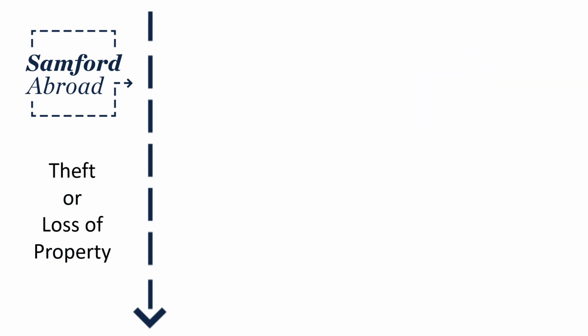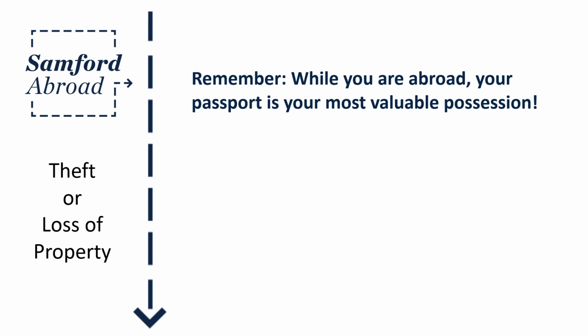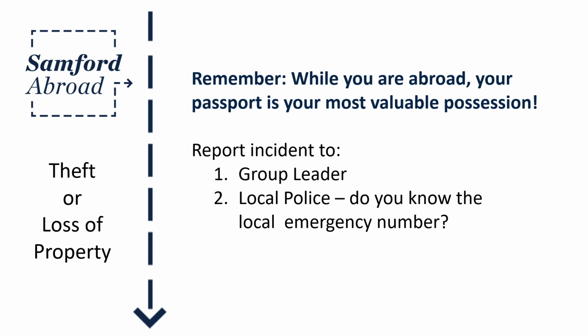Despite all of our precautions, theft or loss of property is a potential issue. Just remember that, as I said, your passport is your most valuable possession, so try and keep it as secure as possible. But should it or anything else be stolen or lost while you are abroad, make sure you report that immediately to your group leader. And also, if applicable, contact the local police.